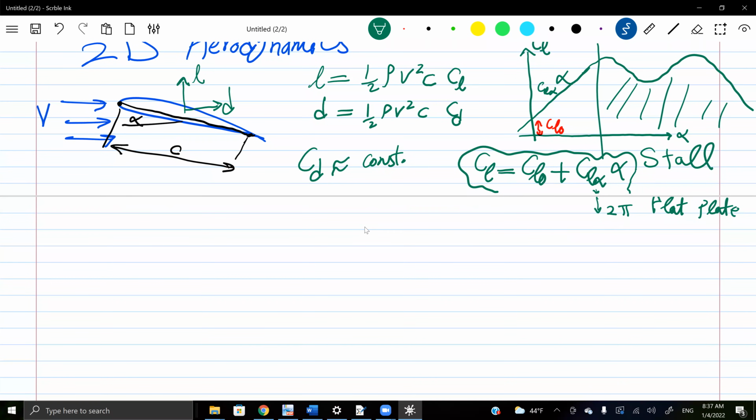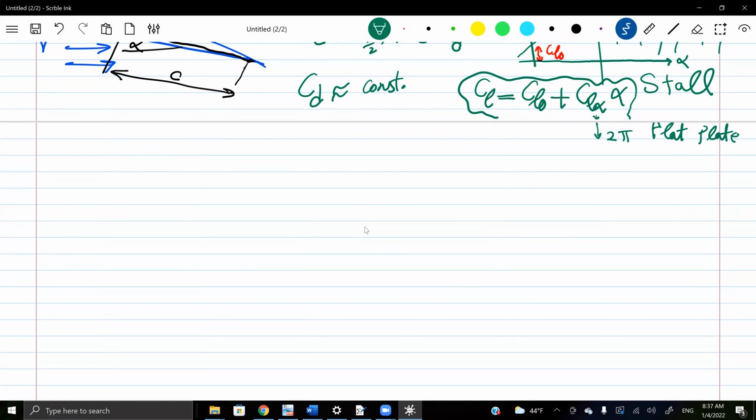So what about CL naught? Well, for CL naught, you have two common types of airfoils, what we call symmetric airfoil.